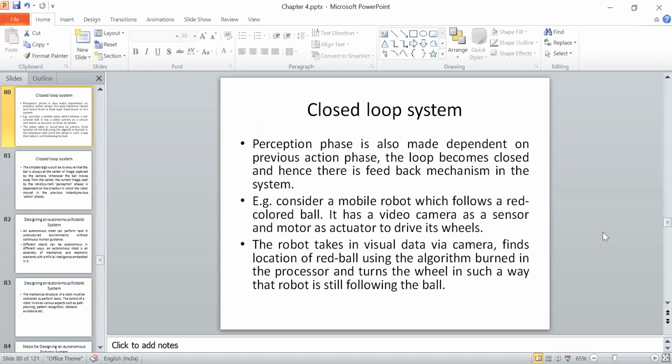Whereas in the case of closed loop robot, you will find this thing that the perception depends on the action. So you perceive certain information, you process the information, based on that you do certain action. And based on the action, again your perception is changed. So next time when you perceive the environment, you perceive that environment based on the action itself. Like take the example here, we discuss one example.